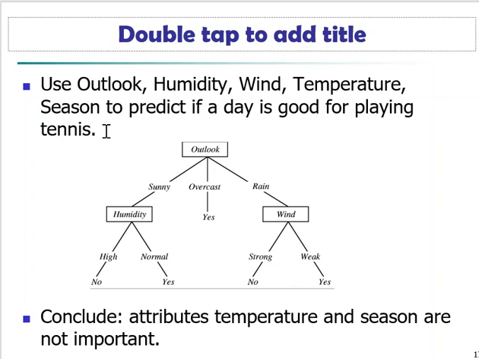A decision tree is made, which is shown here. You can see the decision tree, after it does all those information gain computations, figured out that only outlook, humidity, and wind mattered. Any other things, season for example, don't matter. So therefore, temperature and season are not important attributes in predicting whether a day is a good day for playing tennis.